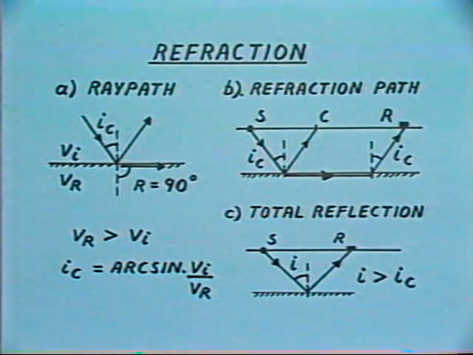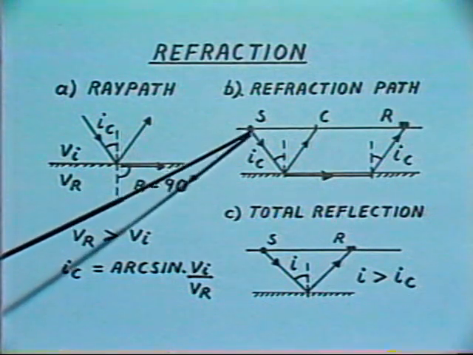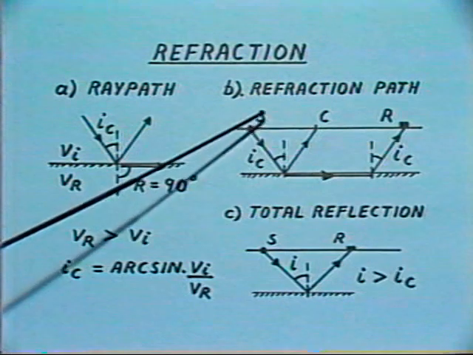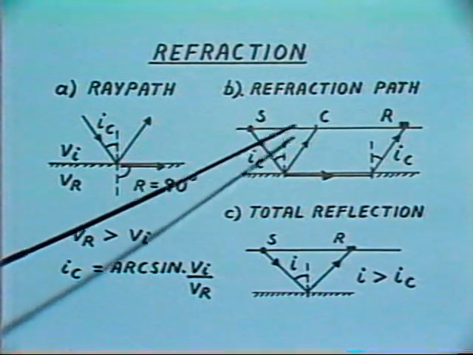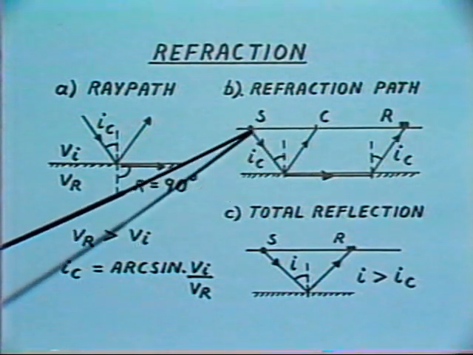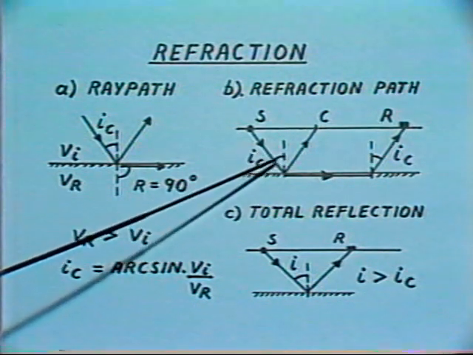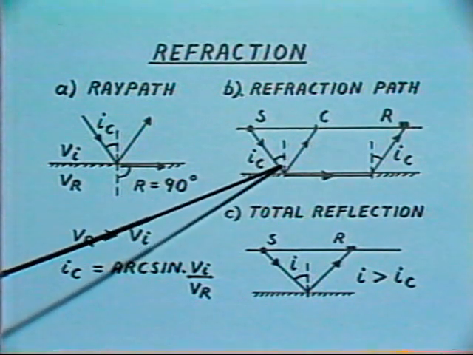Now, there's always some minimum distance from the source at which energy can arrive by a refraction path, and that is the distance here from the source to the point at which reflected energy would arrive back at the surface if it was incident at this critical angle.